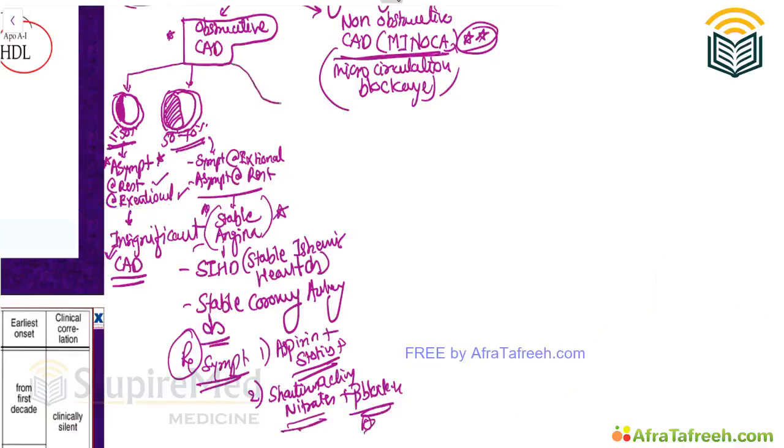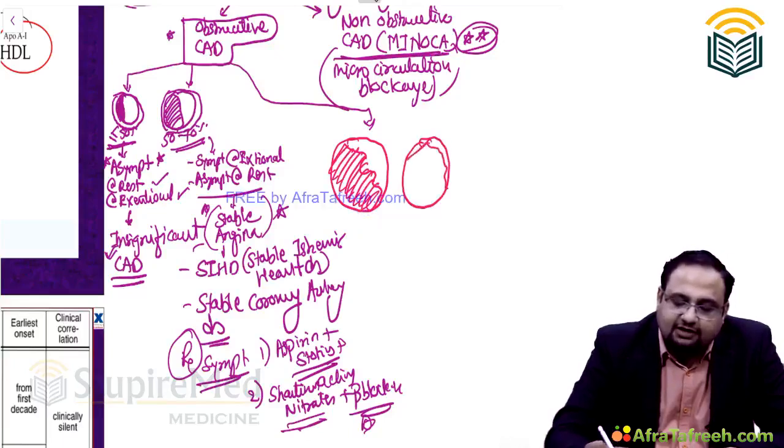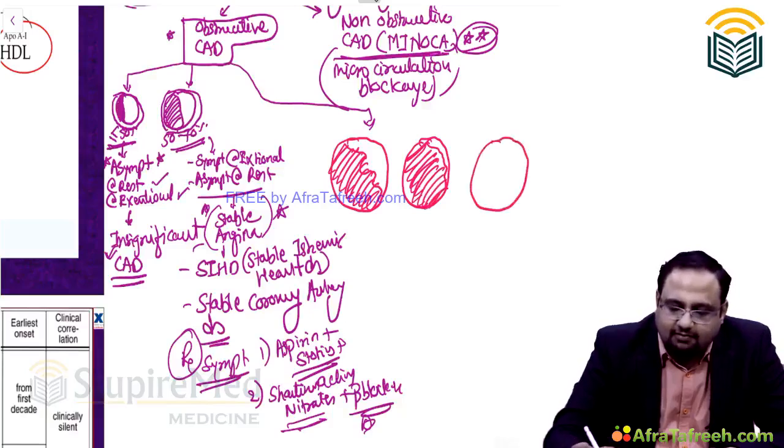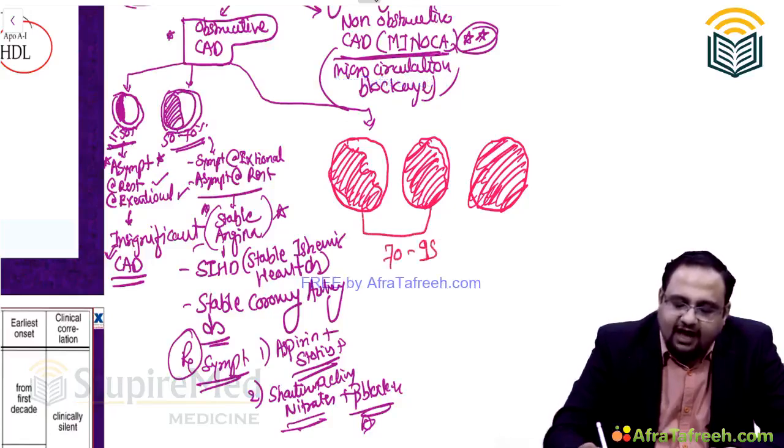Now let's study the very important thing. If the blockages are more than or equal to 70%, you may have a blockage somewhere between 70 to 95%, and this is almost more than or equal to 90%.